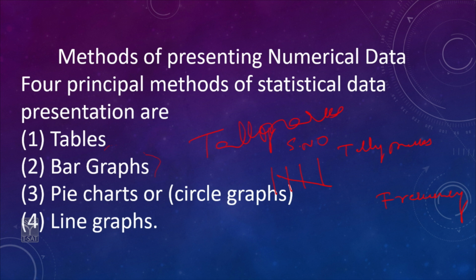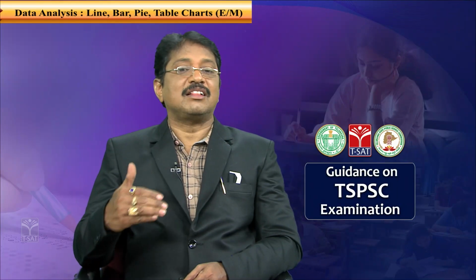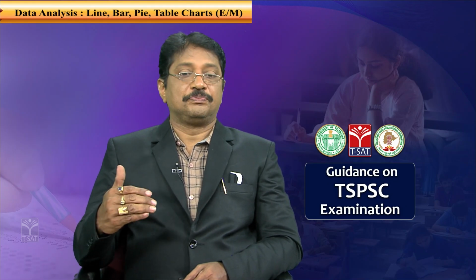Now coming to the next one, pie charts. Here the circle is divided into sectors, and the data is represented in terms of sectors. That representation we call a pie chart. The next one is line graphs. Line graphs here means the frequency curve, frequency polygon, or cumulative frequency curves, also called ogive curves. Ogive curves means less than cumulative frequency curves and greater than cumulative frequency curves. We will discuss all these four in a detailed manner.